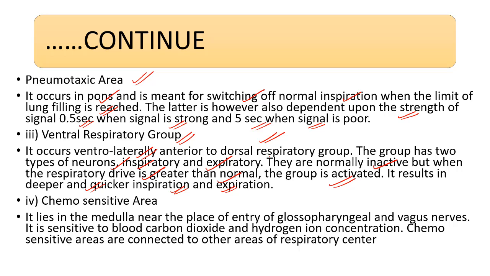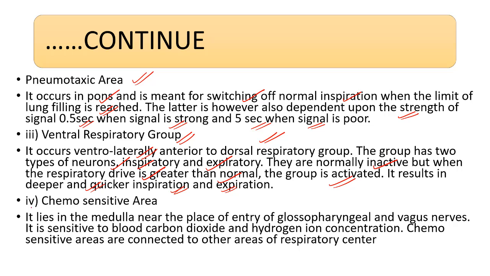It occurs ventrolaterally anterior to the dorsal respiratory group. The group has two types of neurons. One is the inspiratory and the other one is expiratory. They are normally inactive, but when the respiratory drive is greater than normal, the group is activated. It results in deeper and quicker inspiration and expiration.